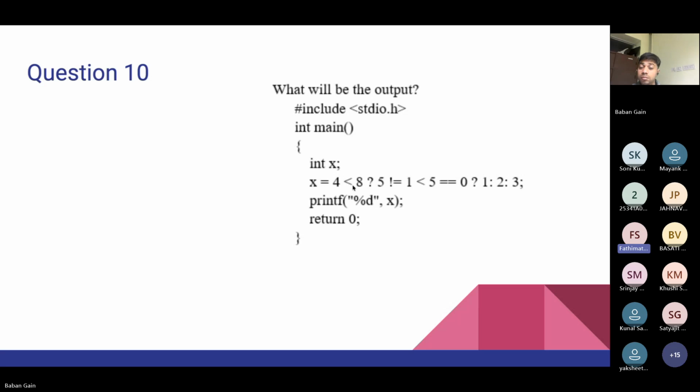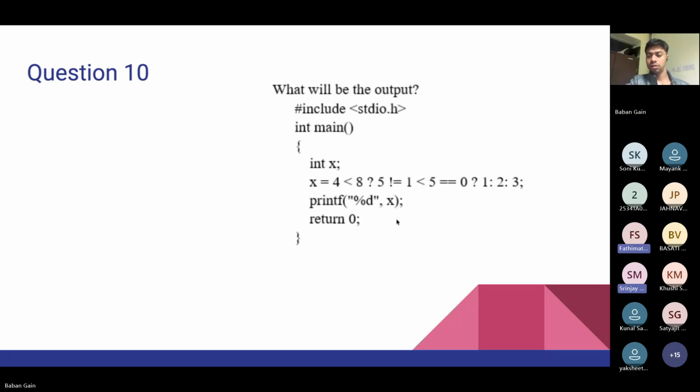Is it 3? It is not 3. Can you try again, like try to find out the correct answer. 2. Okay. Any other answer? Okay, so 2 students said it is 2. Can you come and explain what are the steps that you are following?